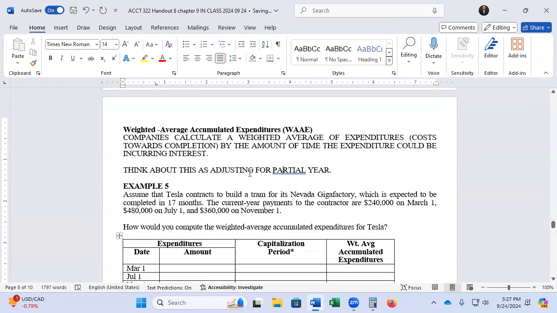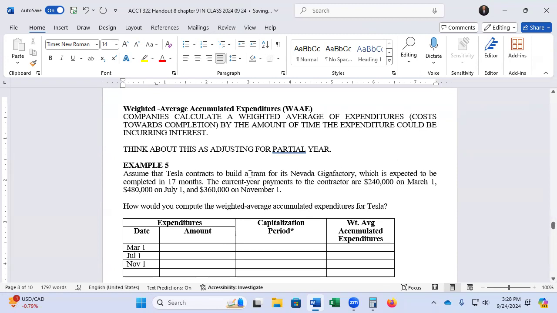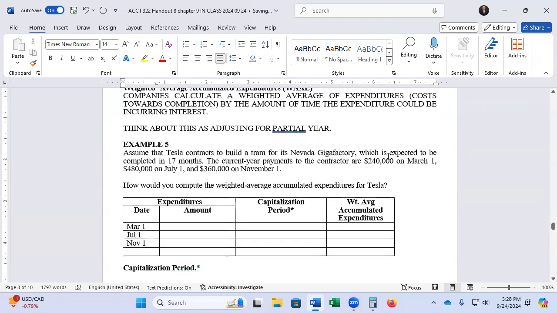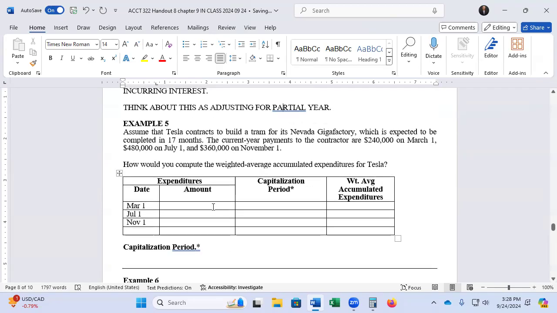Assume that Tesla contracts to build a tram for its Nevada Gigafactory, which is expected to be completed in 17 months. The current year payments to the contractor are $240,000 on March 1, $480,000 on July 1, and $360,000 on November 1. How would you compute the weighted average accumulated expenditures for Tesla? So we have several different amounts. They gave us 240,000, 480,000, and 360,000.